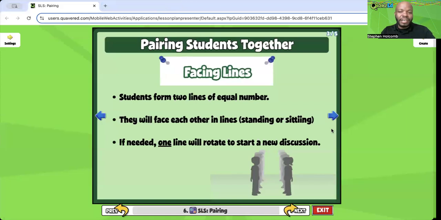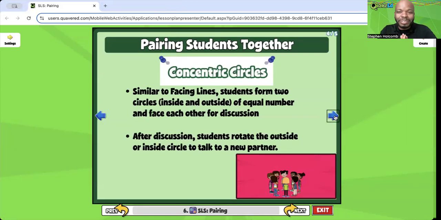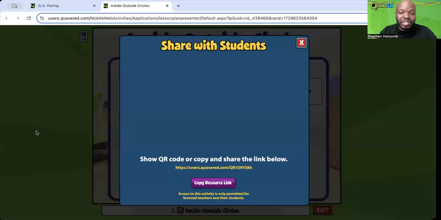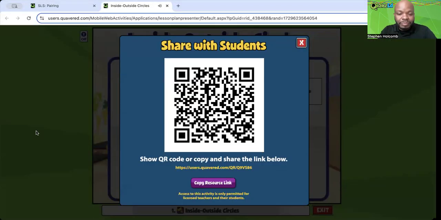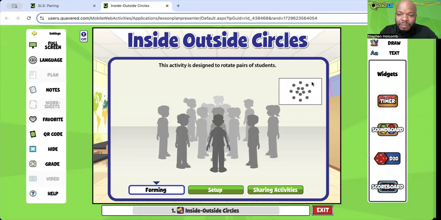Now, similar to facing lines, in our fourth social learning structure, we have concentric circles, or you can call them inside outside circles. So in concentric circles, the similarity is that students are going to form two circles of equal number. There's going to be one circle on the inside and one circle on the outside. And for a visual, again, I'm going to share this QR code in case you would like to save this for later. Again, in our visual here, as you can see in this box, we have one circle on the inside, one on the outside, and it will be of equal number.